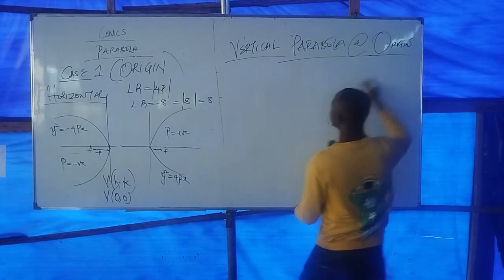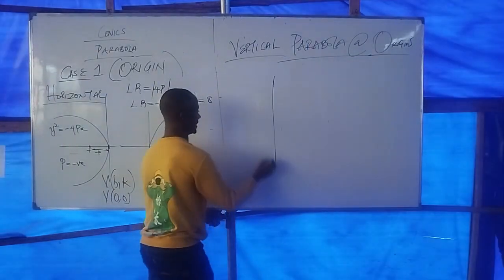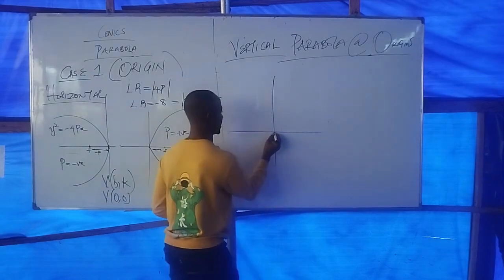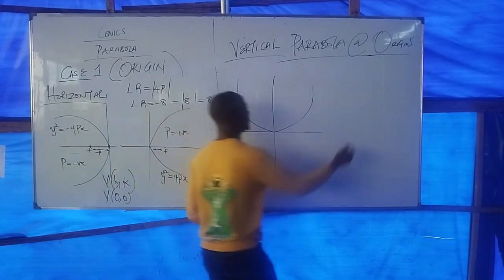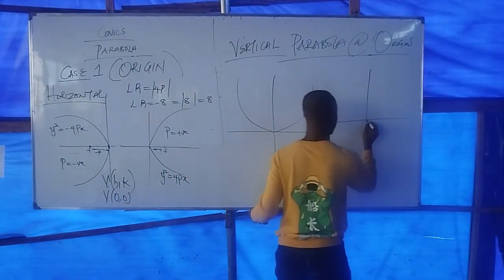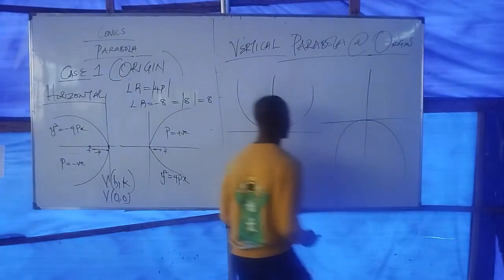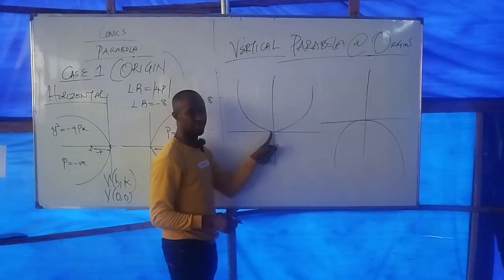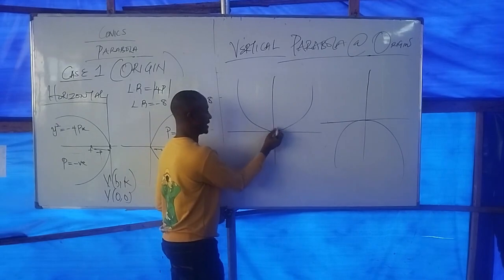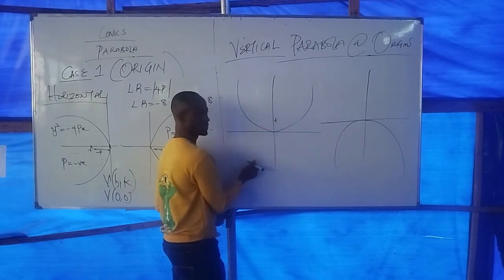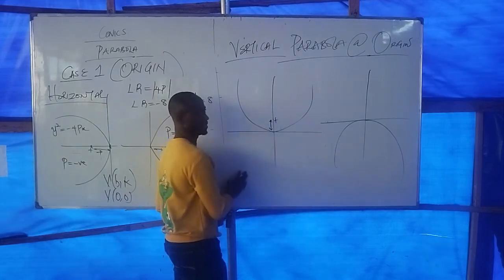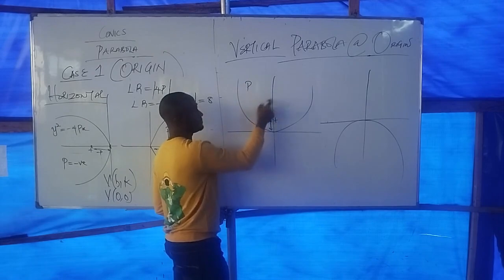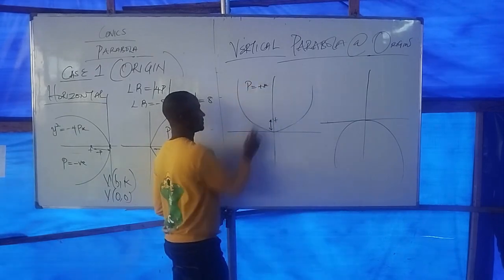At the origin. So if I have a case like this, please pay rapt attention. A case like this, okay, and have another case like this. What do you notice? The parabola has its vertex at the origin. From this vertex to this point is our focus. And this focus is actually what? P unit what? Away. So our P in this parabola is actually positive.